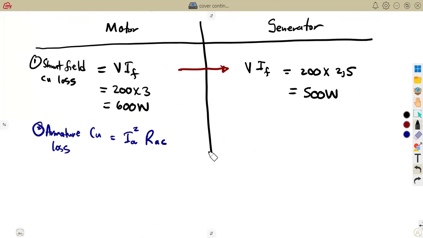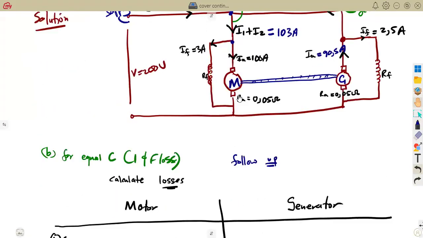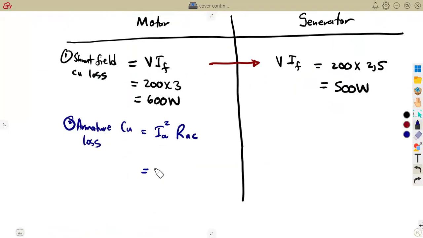But we have to consider, because they are different, for the motor, what is the armature current of the motor? So you have to take the armature current of the motor. Looking into our diagram, the armature current of the motor here is 100. And the resistance of the armature is the same for both machines, 0.05. So that's 100 squared times 0.05, which gives us the armature copper loss of 500 watts.